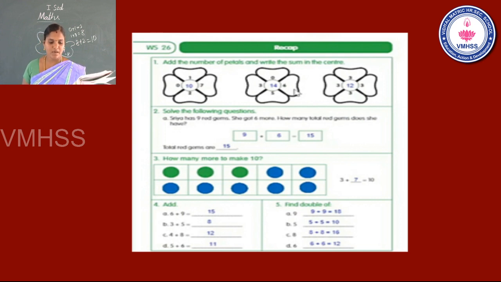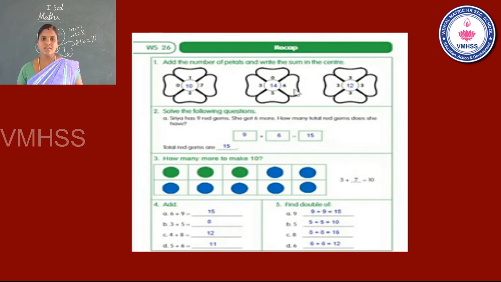Next one, B part. 5. Can you tell this problem? 5 plus 5 is equal to, what is the answer? Yes, 10. Very good. Super. Next, C part. 8 plus 8 is equal to, students tell me. 16. Very good.